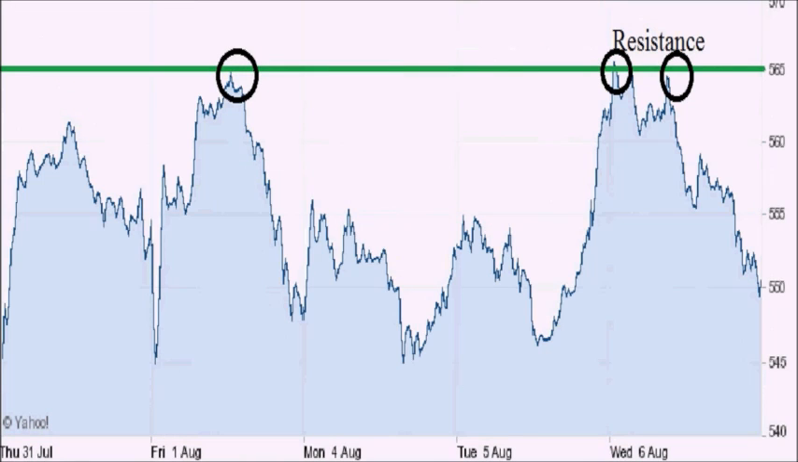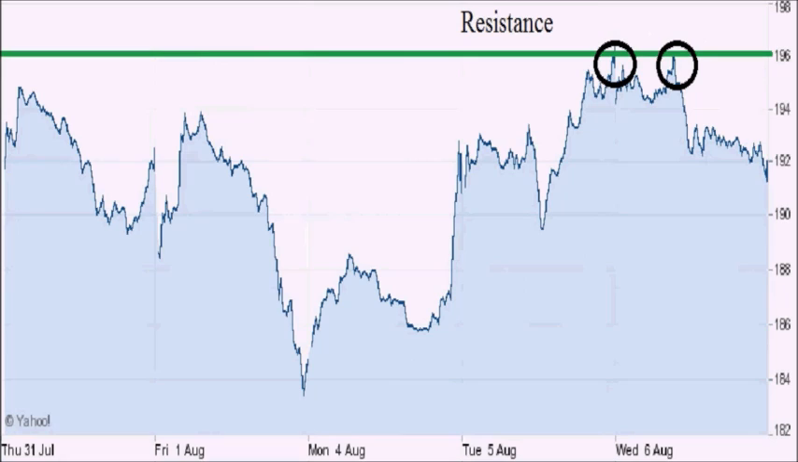Next, we have the stock chart of Tata Steel. Here one can find that even after several attempts, Tata Steel hasn't moved above 565. Therefore for Tata Steel, 565 is the resistance. Lastly, we have the chart of Hindalco. Even Hindalco has made several unsuccessful attempts to cross above 196, therefore 196 is the resistance for Hindalco.